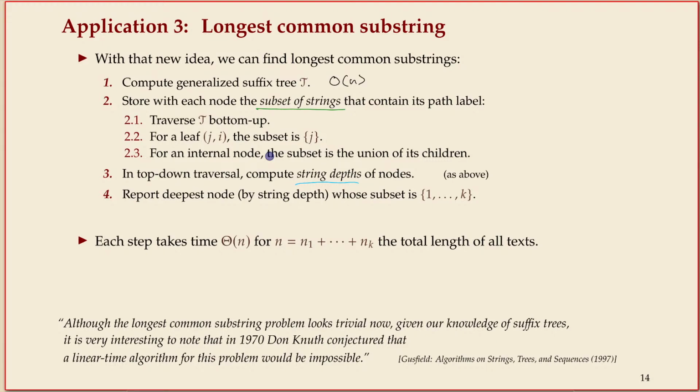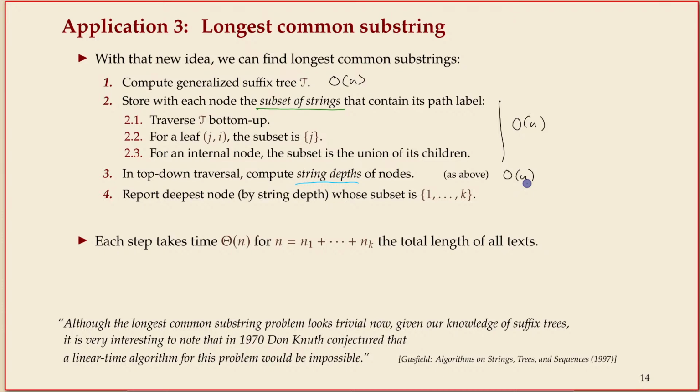If I come back up from the recursion and I have computed those sets for all my children, I can now compute the set for myself, for this internal node, by taking the union of all those sets. And if you do this as a recursive procedure, its time is linear in the number of nodes in the suffix tree, and that's again overall order n time because we have order n nodes in the suffix tree. The computation of the string depths is like before.